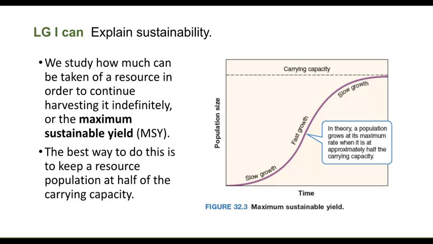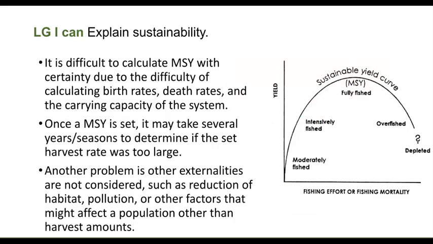How much deer hunting? In places where they hunt deer, there's a quota, there's a license you have to get, and they figure out how many deer can be killed so that they still have enough population to grow back. Same thing with fisheries, maximum sustainable yield. Maximum sustainable yield is difficult.